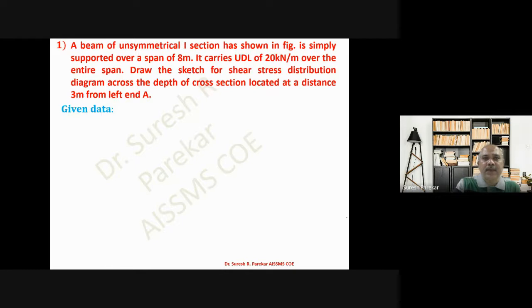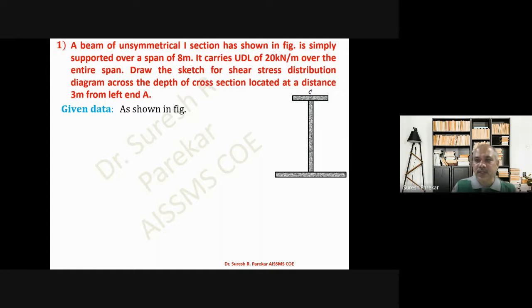Now we have a beam of unsymmetrical I section as shown in figure. So we have these values actually. This value is 60, this is 20, this is 150, and this is again 20. Then this is 120, and this value as again thickness we have 20. So these are the dimensions. UDL 20 kilonewton per meter over the entire span. We have to draw shear stress distribution diagram.